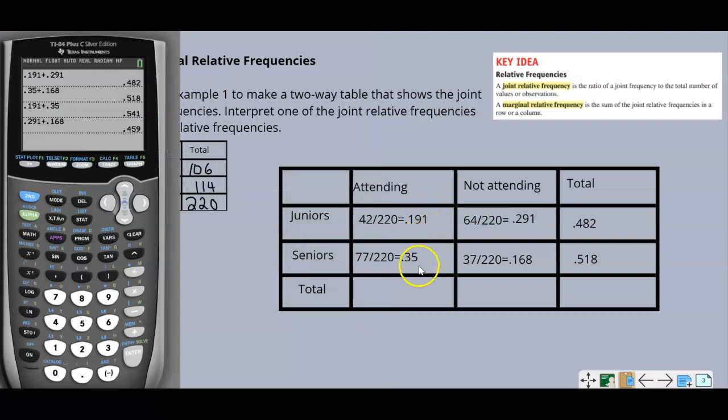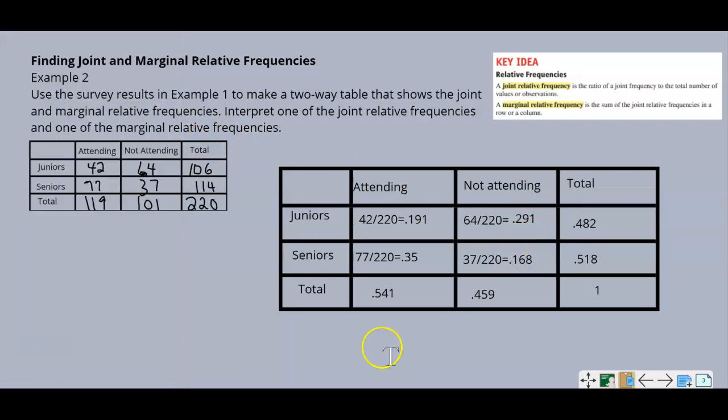All right, now to get the columns added, we do 0.191 plus 0.35. I've done that right here. It gives us 0.541. And then I'm going to add down the second column, 0.291 plus 0.168, and that's going to give me 0.459.